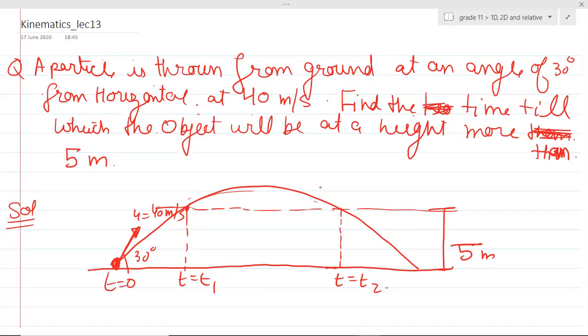First of all, can you calculate the total maximum height achieved? Can anyone calculate the maximum height achieved?